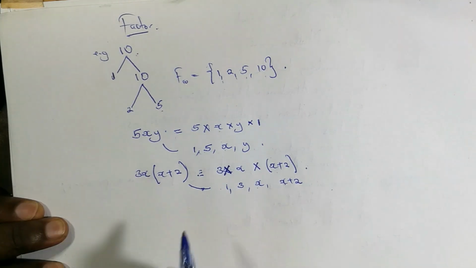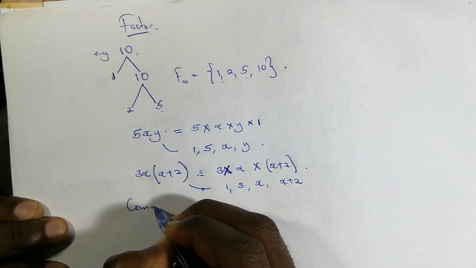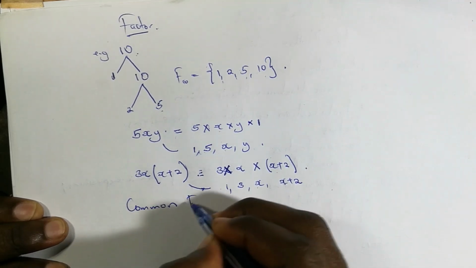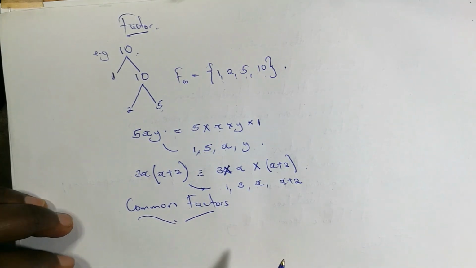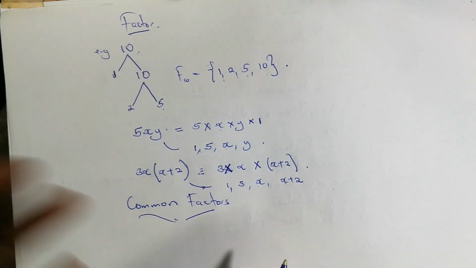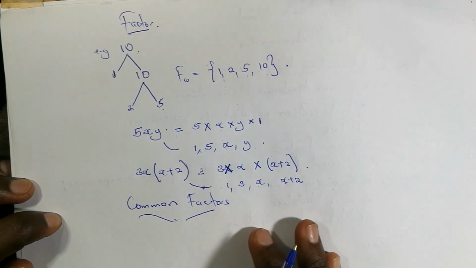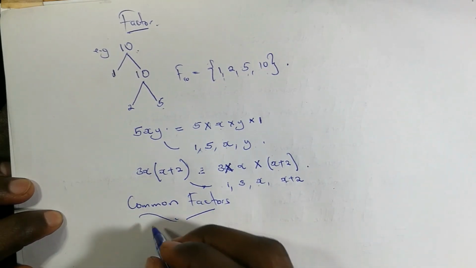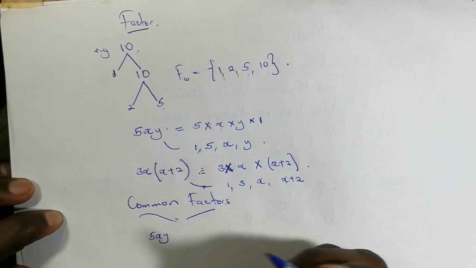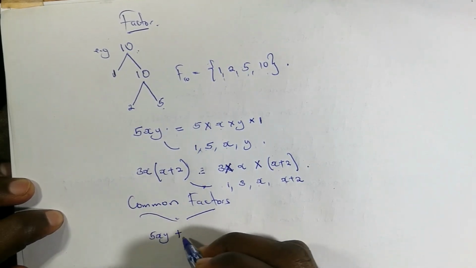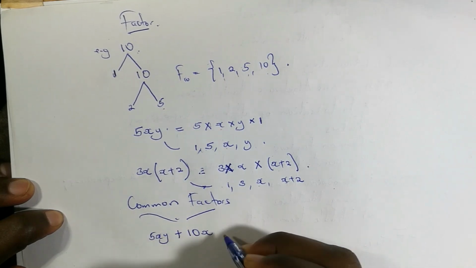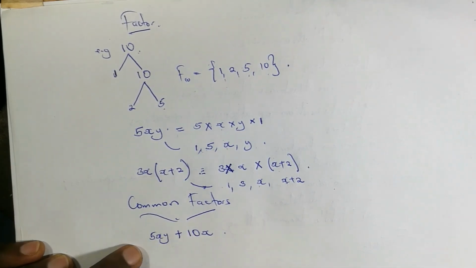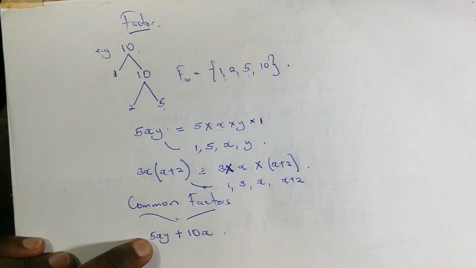And now another thing we need to know to help us factorize is common factors. Common factors are those factors that appear in both expressions. Let me say we have a term 5xy adding to another term 10x. Here we have two terms adding together, so this one has factors and that one has factors.